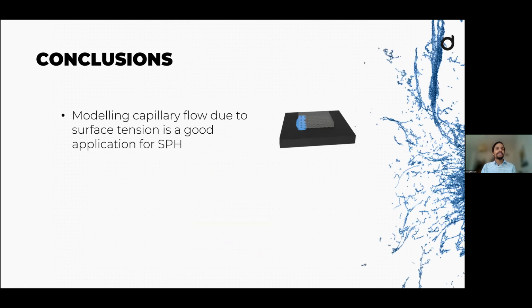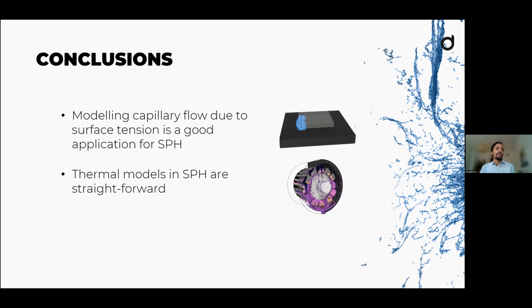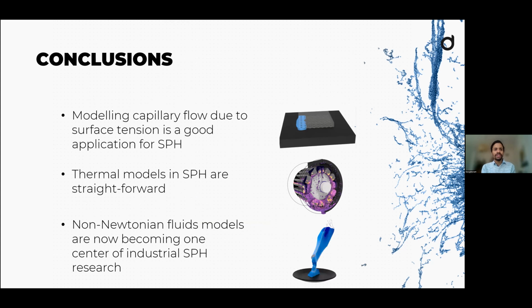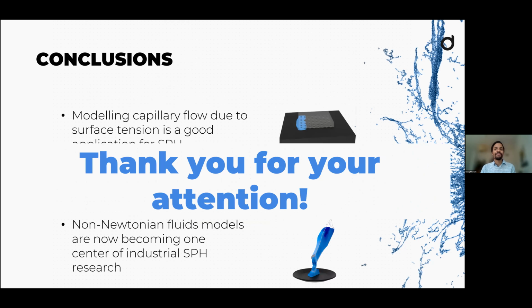Coming to my conclusions, modeling capillary flow due to surface tension is a good application for SPH, especially because it's free surface and all of that. Thermal models in SPH are straightforward. And non-Newtonian fluid models are now becoming one center of industrial SPH research. I'm emphasizing this because I think we are not at the end of the line here. There's still a lot that we can do, and I would like to encourage you to have a look into that and publish as much as you can. Thanks for your attention.